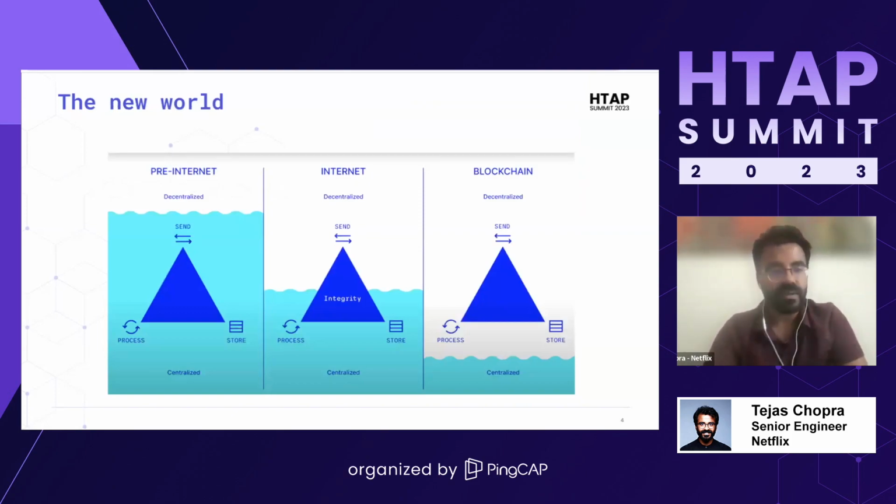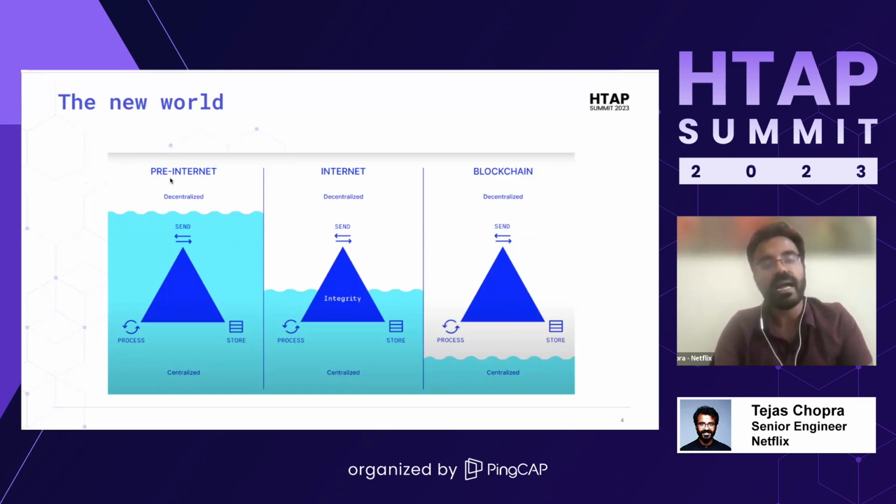Before I get into privacy, I want to just mention that we are at a cusp of an interesting time with generative AI and blockchain. We now are in a world where if you look at data around us, we have been able to move from the pre-internet era where processing, storing, as well as sending of the data was all centralized. Then came the internet era, where the transfer, which is the sending of the data, was solved by the internet. However, processing and storage of data was still centralized.